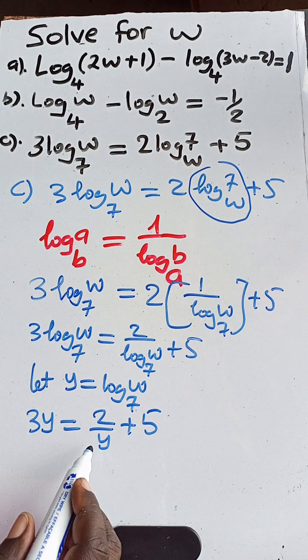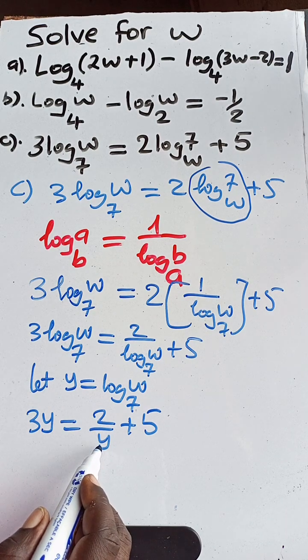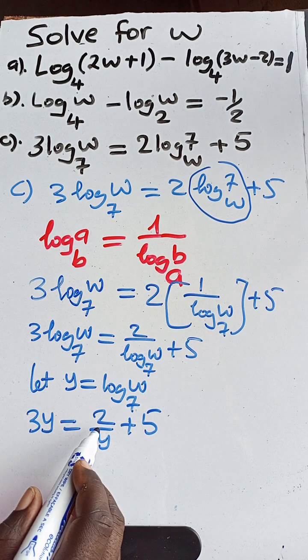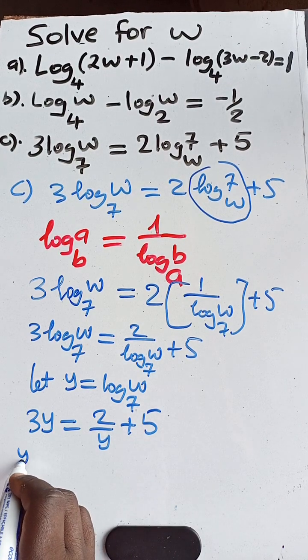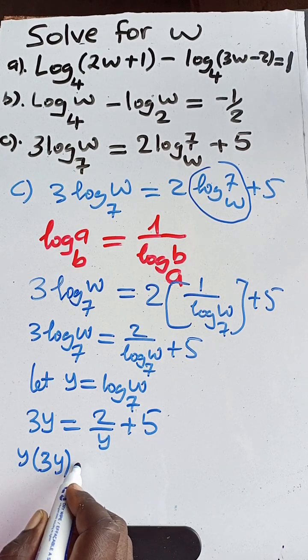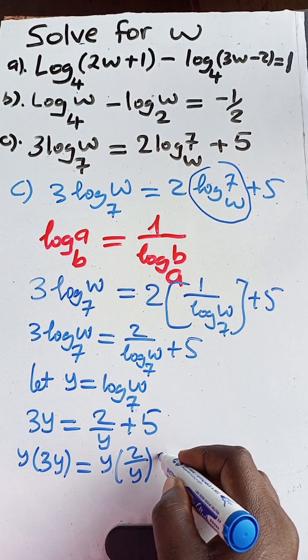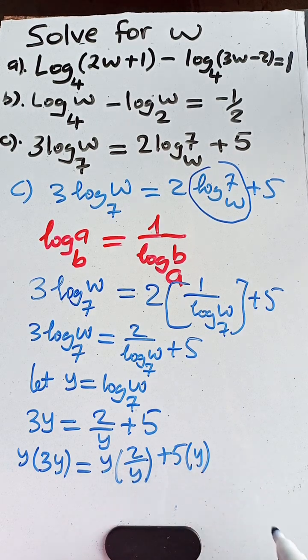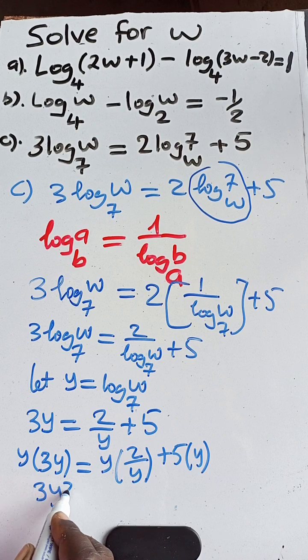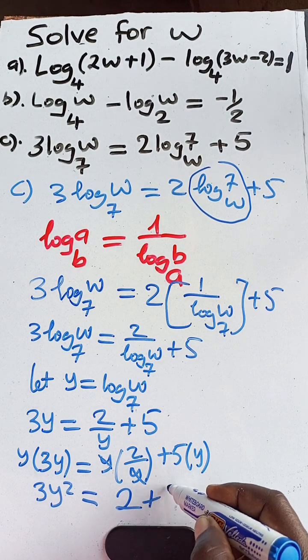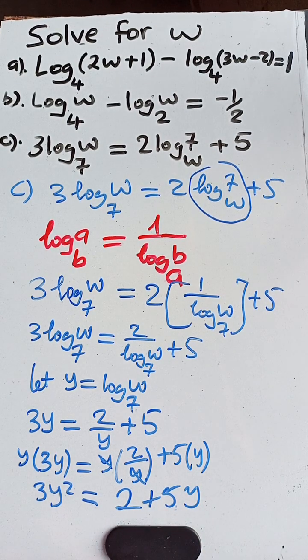All right? Now, we don't want fractions. How are we going to remove this fraction? We have to multiply all through by Y. We multiply here by Y, multiply here by Y, multiply here by Y. So we have Y into 3Y is equal to Y into 2 all over Y plus 5 into Y. Y multiplied to 3Y gives us 3Y squared. Here, Y cancels. We're left with 2 plus 5Y.